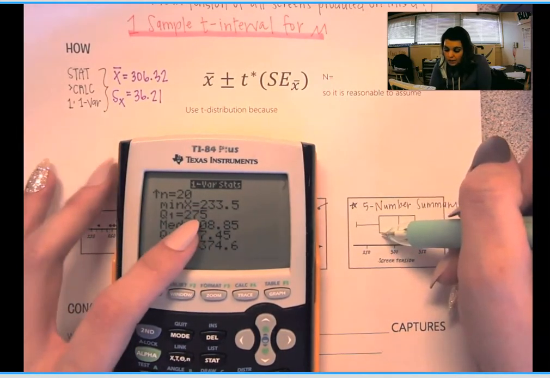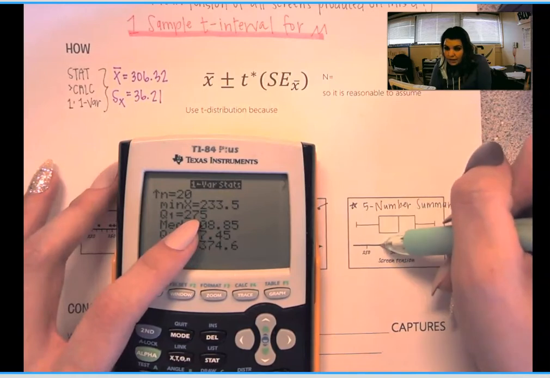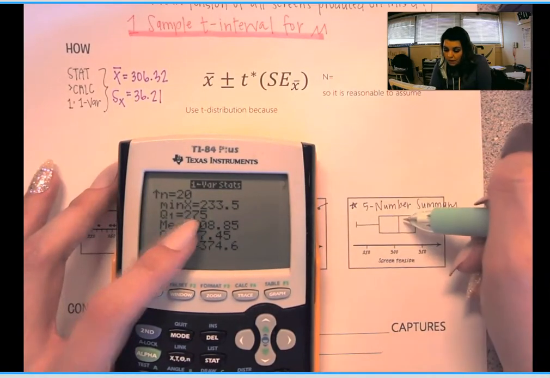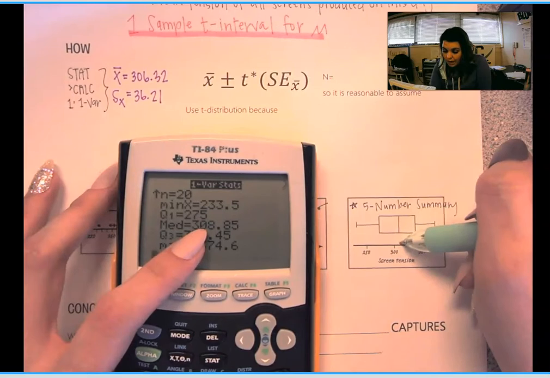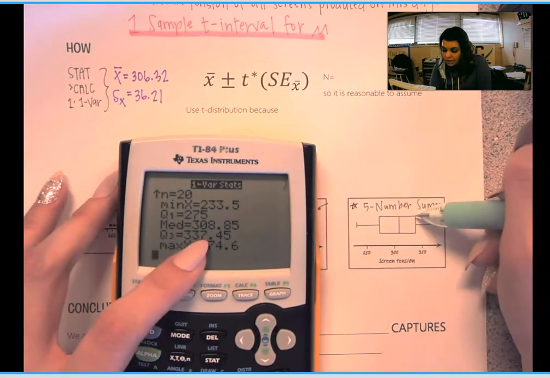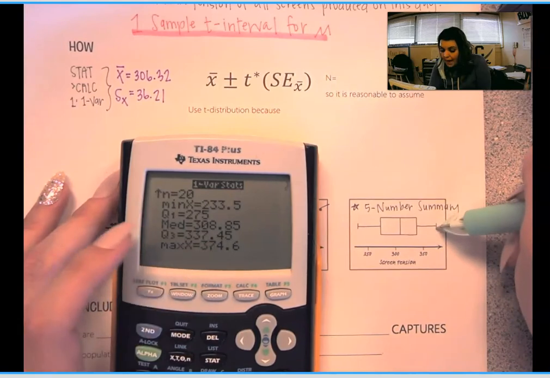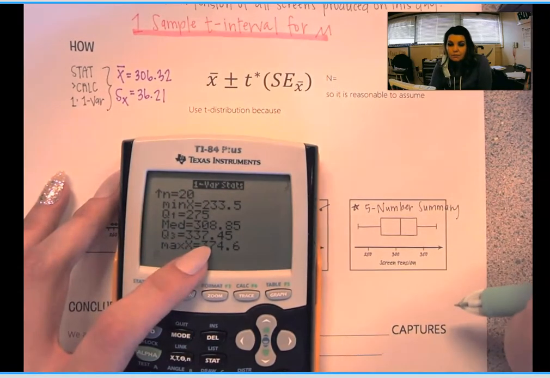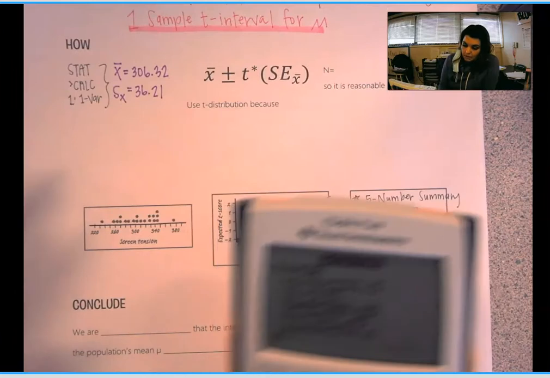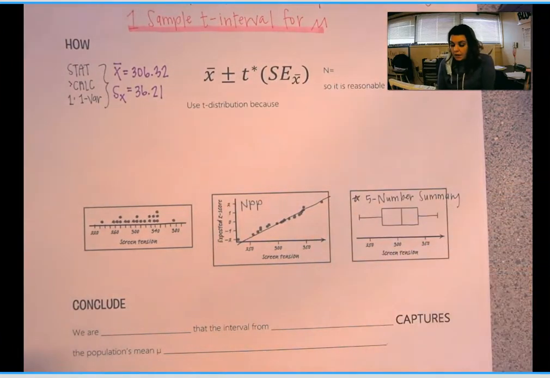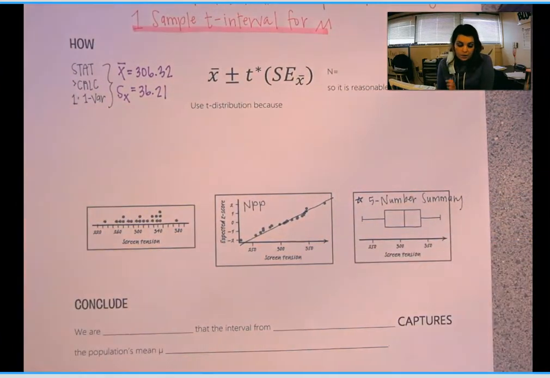Quartile 1 is 275. That looks like it's about 275. Median 308. Quartile 3 is 337. And then last, our max is 375. So, several reasons why I prefer a box plot.